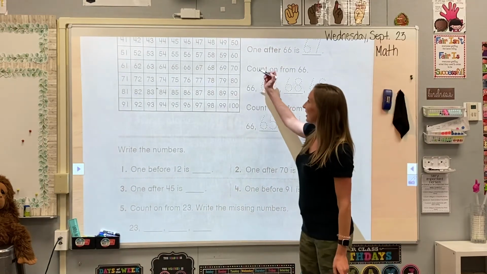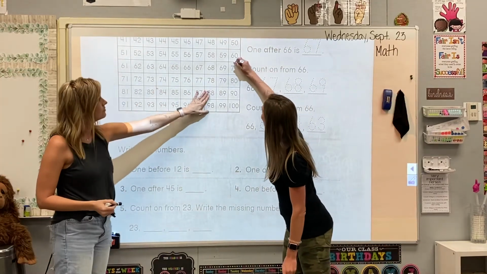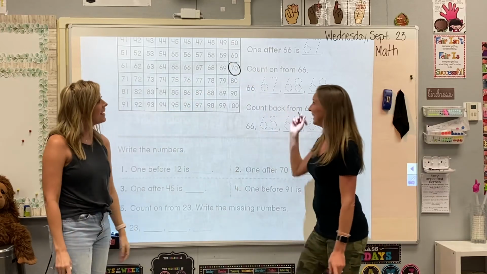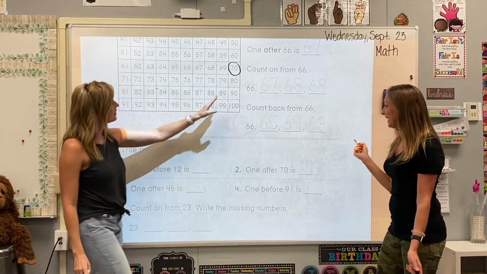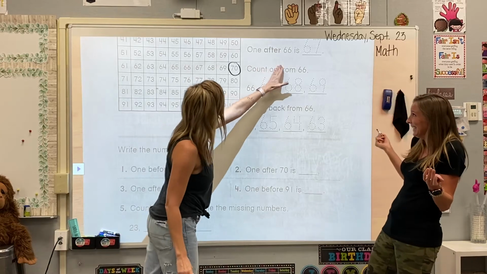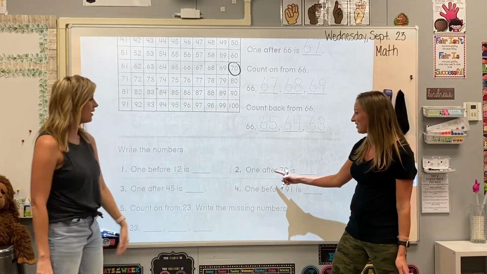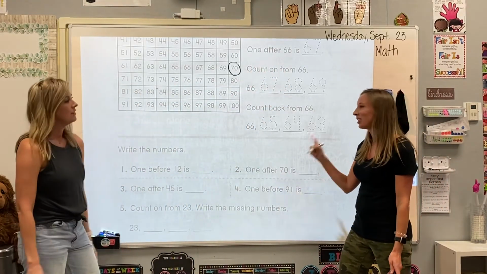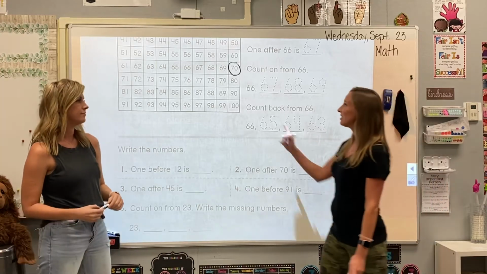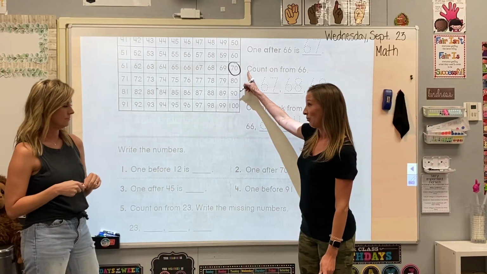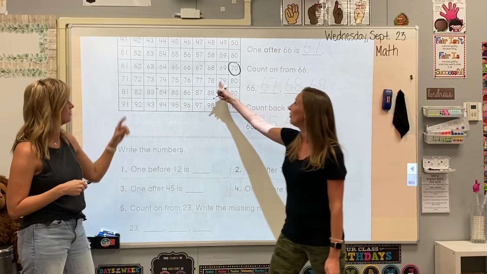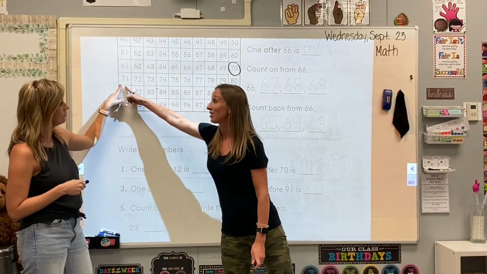If you take a look at the hundreds chart, look where the number 70 is. It's at the end. Uh-oh. I can't count after. There's nothing here on the other side of 70. But I have to go one after. So I'm going to give you a trick. Because there's not a number after, we actually need to go all the way to the next row.